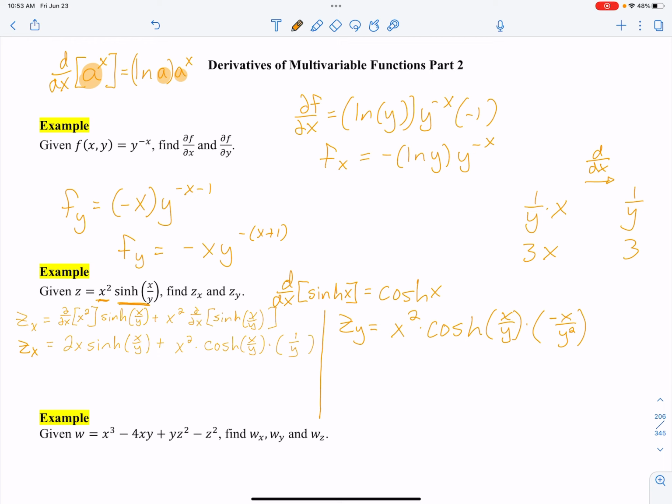We could move things around, I guess. We got negative x cubed over y times hyperbolic cosine of x over y. Sure, it looks a little cleaner. All right, so that's how we deal with those.